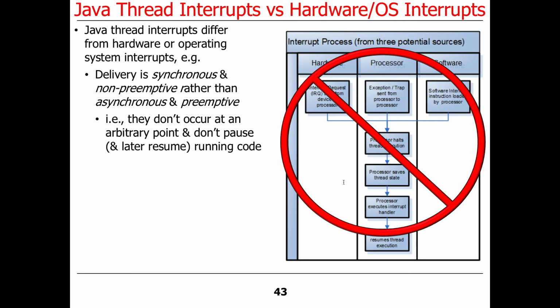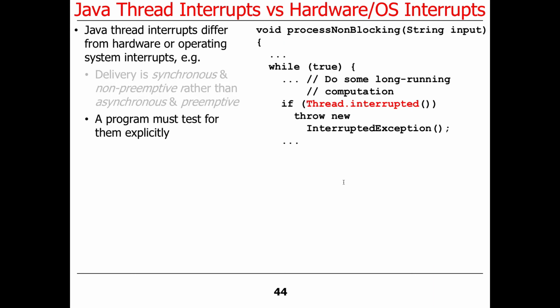So in particular, Java thread interrupts do not occur at some arbitrary point. They're done in a very controlled way, so they're synchronously checked as opposed to asynchronously occurring. And they don't arbitrarily pause and later resume the running code. You have to explicitly write your code to know how to deal with the interrupts, to recognize that they occurred and to deal with them. And therefore, as a result of all this, the programs have to explicitly test for them.